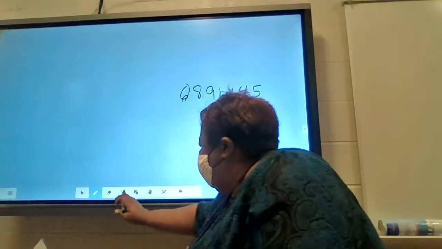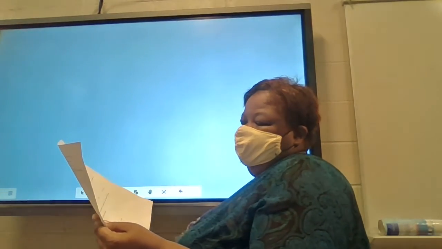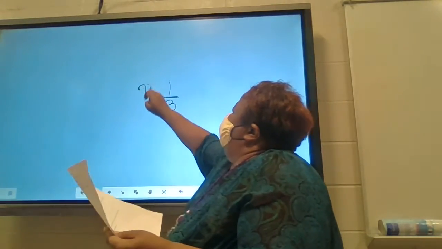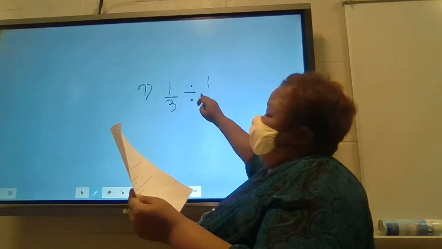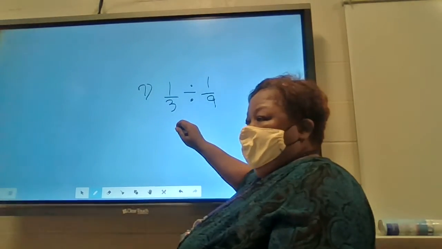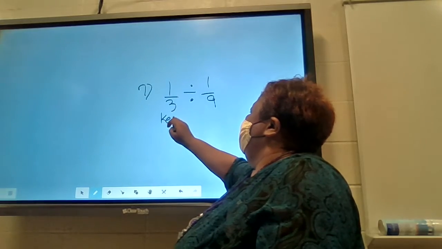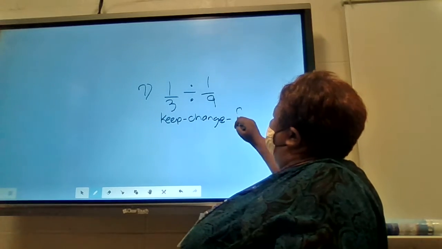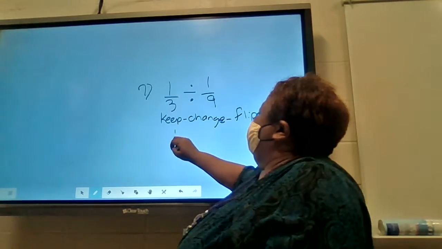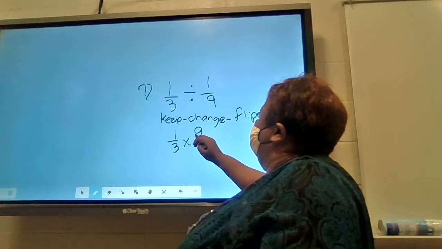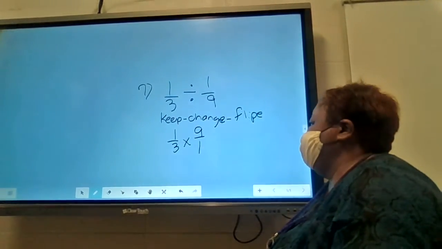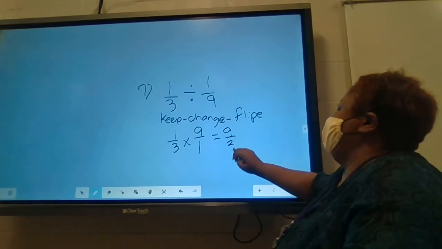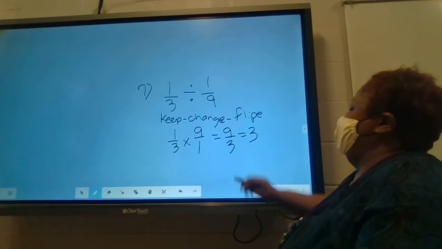All right, so number 7 says evaluate 1/3, this is number 7, divided by 1/9. And remember, with dividing fractions, we do keep, change, and what's the last one? Flip. So keep, change, flip. 1 times 9 is 9, 3 times 1 is 3, 9 divided by 3 is 3.